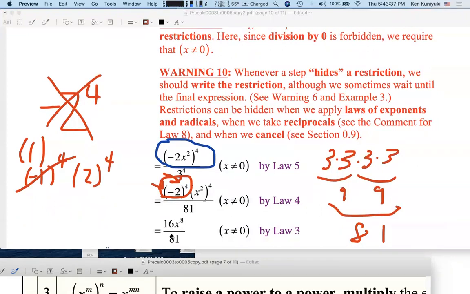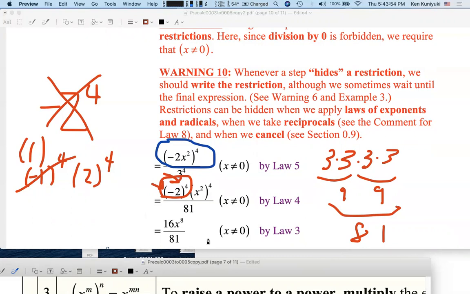And this is simplified because remember, 16 is 2 to the fourth, 81 is 3 to the fourth. There are no good factors in common. By good factors, I mean anything besides 1 or negative 1. So we cannot reduce 16 over 81.